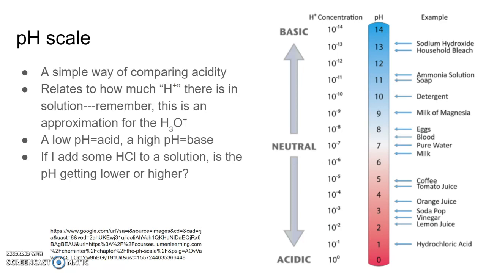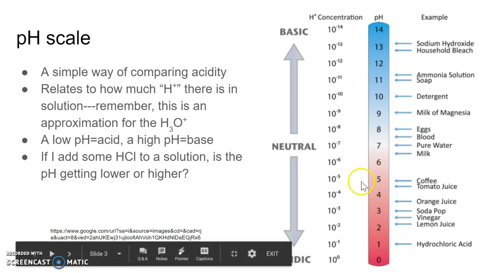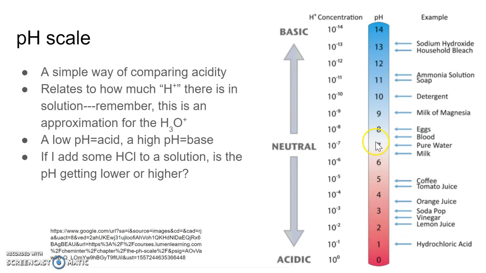So if we're talking about a low pH, it means that it's an acid. So remember, that's anything under 7. And then a high pH would be a base, so anything over 7. Also remember, a pH of 7 is neutral.